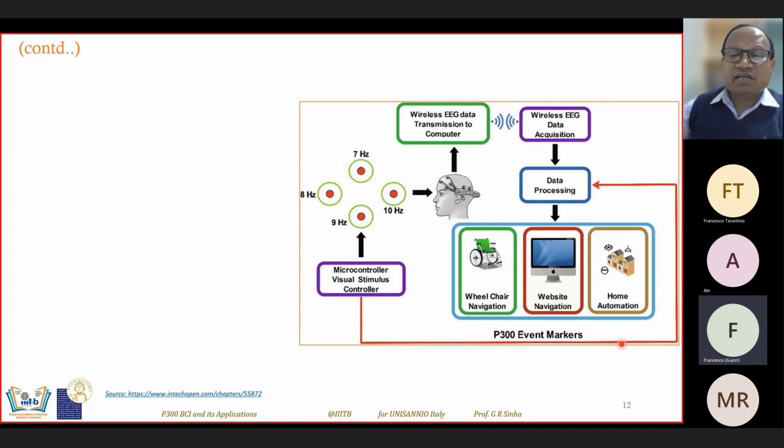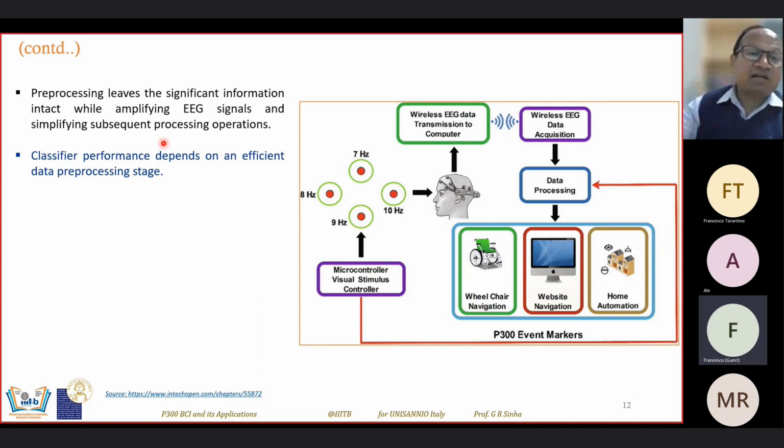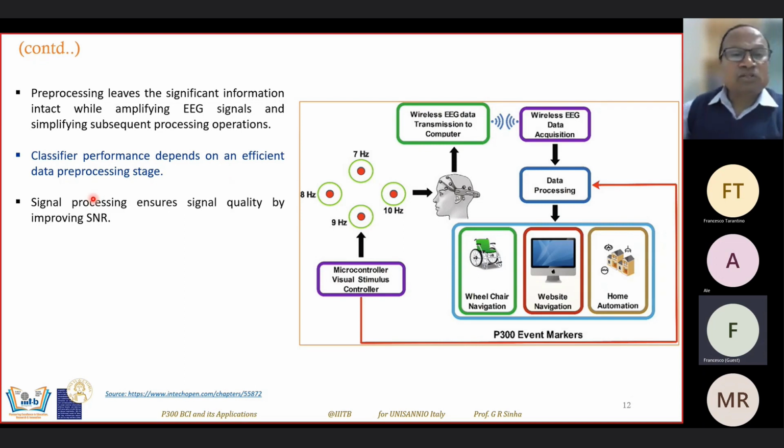So you see here that it is directly connected to the visual stimulus controller. The signal which is generated can also be fed back here, and the analysis can also change the stimulus further. So pre-processing leaves the significant information intact. Why do we use pre-processing? Again, we do not need to repeat. The meaningful information is not discarded. Whatever is not meaningful and unwanted is discarded, and the data is made appropriate. The classifier's performance depends on an efficient data processing stage, and signal processing ensures that.